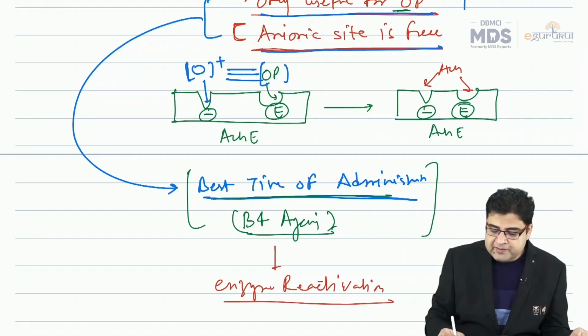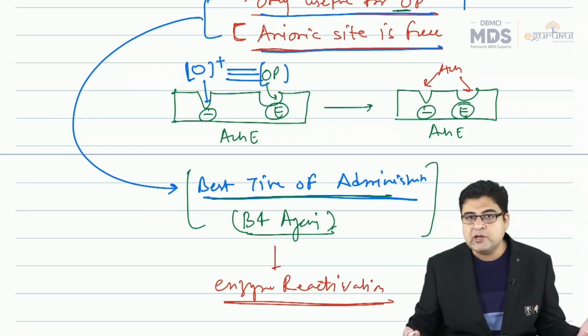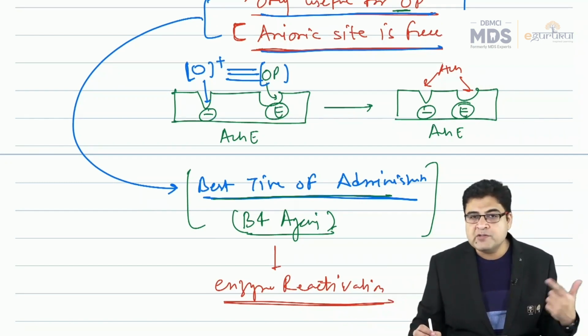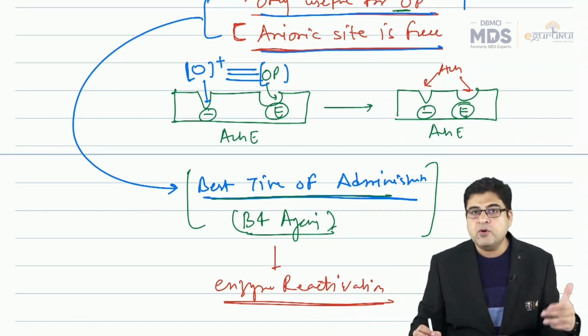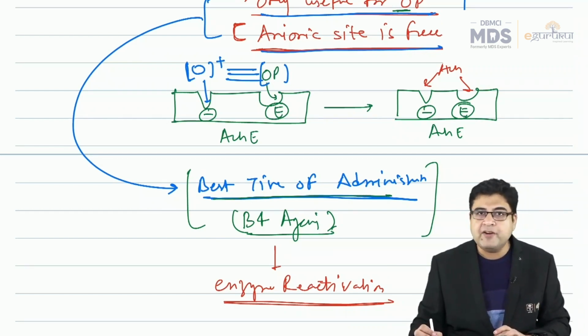But if you give the medicines after the aging, the enzyme will not be reactivated, so the body ultimately has to make the new enzyme again. The body is making new enzyme, but if you let the old enzyme recover, then the process of recovery will be faster. The only advantage is this.